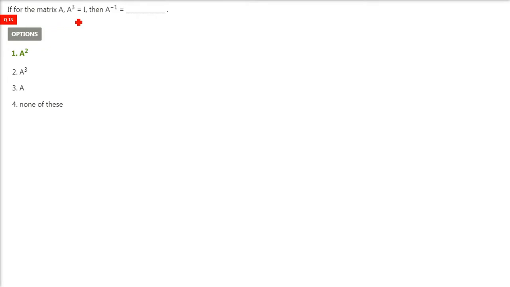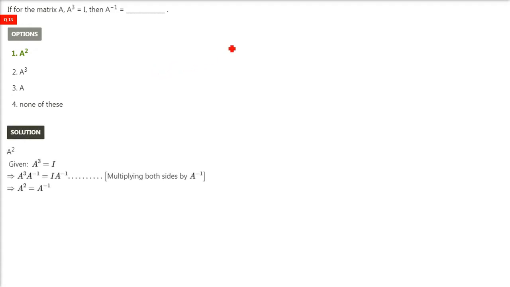If for the matrix A, A cube equals I, then A inverse. Now this is a very straightforward question. Just multiply both sides by A inverse. Whenever you have A inverse, introduce it yourself. A inverse with A cube will be A square, and anything multiplied by identity will be that thing only. So A inverse equals A square. So this is the answer. First one is the answer.